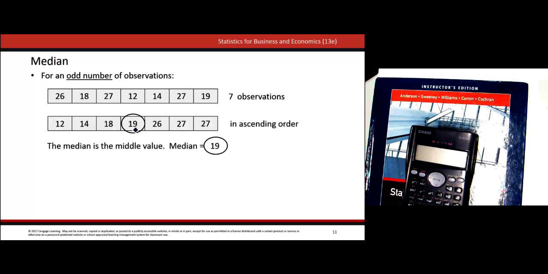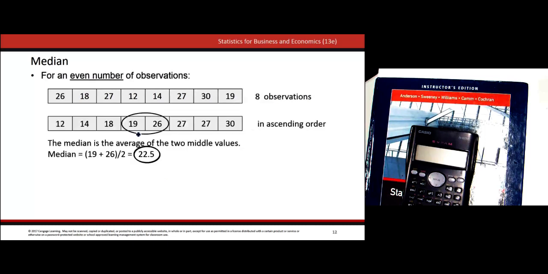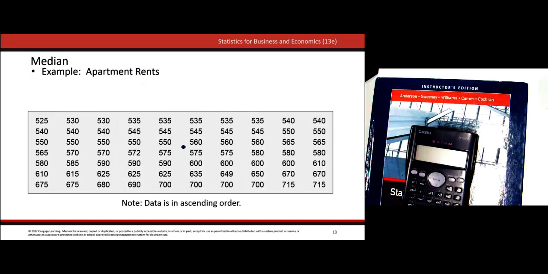If you have an odd number of observations, then the median is the middle one. And if you have an even number of observations, the median is the average of the middle two once you arrange it in ascending order. Here, what is the median? We have 70 observations. So the median is the average of the middle two, already in ascending order, which is 575. That's the median, because they are both 575.